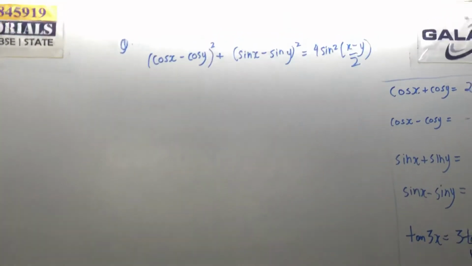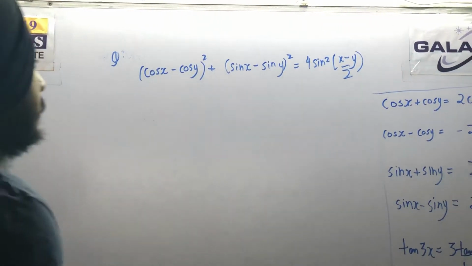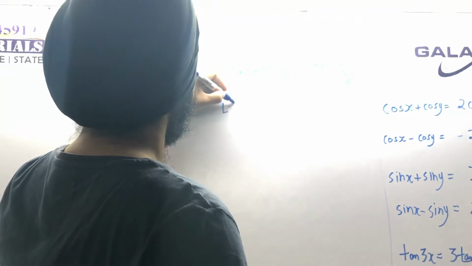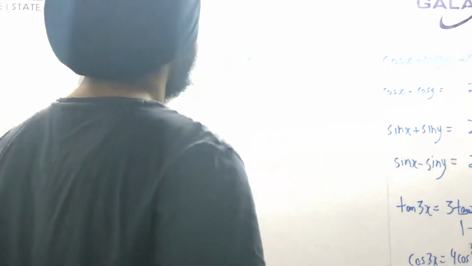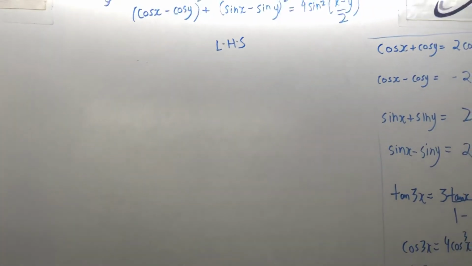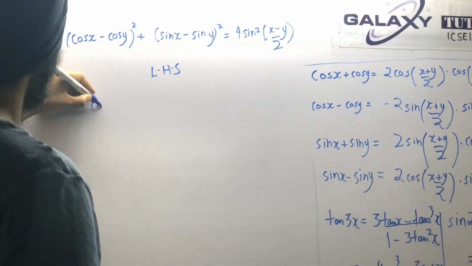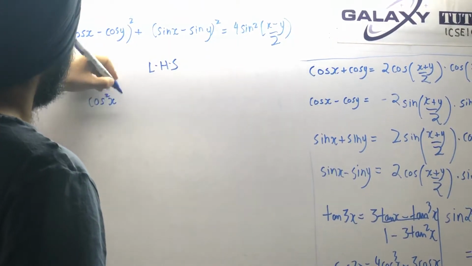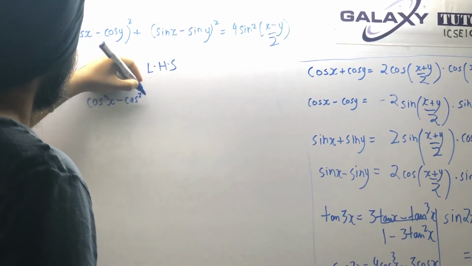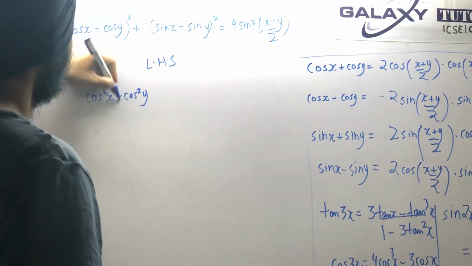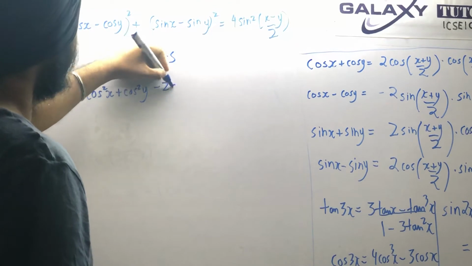This is the next question. Okay. Now we will start from the LHS. Okay. Now just open the whole squares. Okay. Cos square x plus cos square y minus 2 cos x cos y.